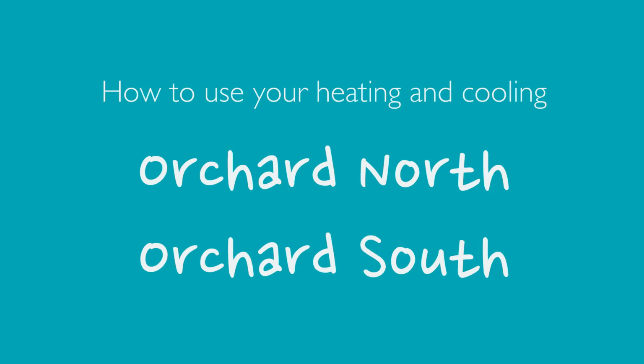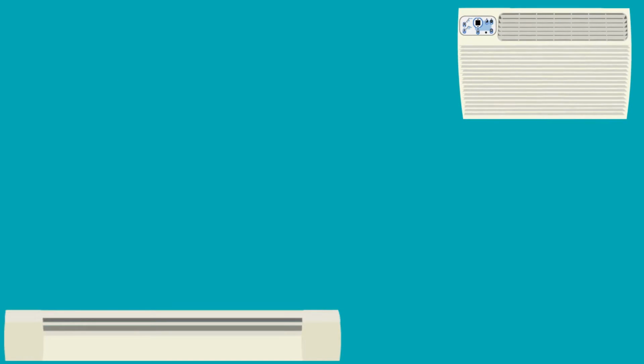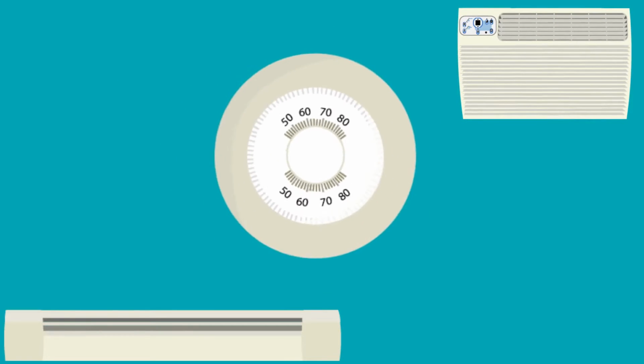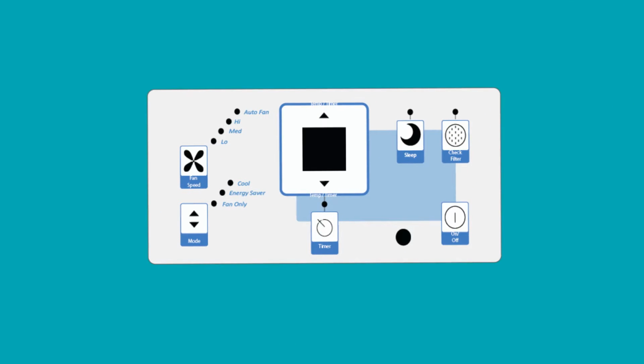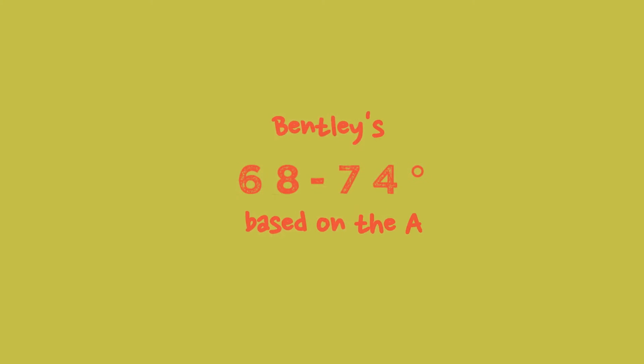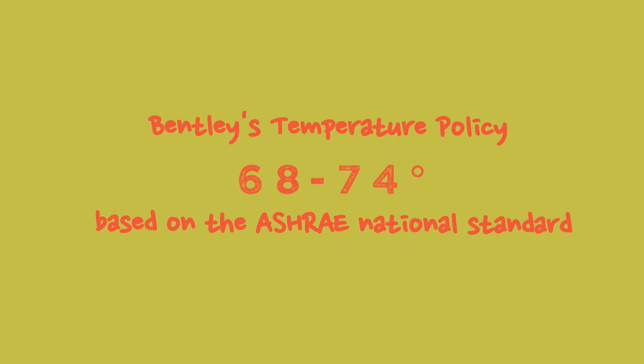If you live in one of the buildings listed at the beginning of this video, you have baseboard heat and a through-the-wall air conditioner. You have a thermostat on the wall, and your air conditioning unit may have a digital display or a dial display. The unit is meant to keep your space between 68 through 74 degrees. This range reflects Bentley's temperature policy.